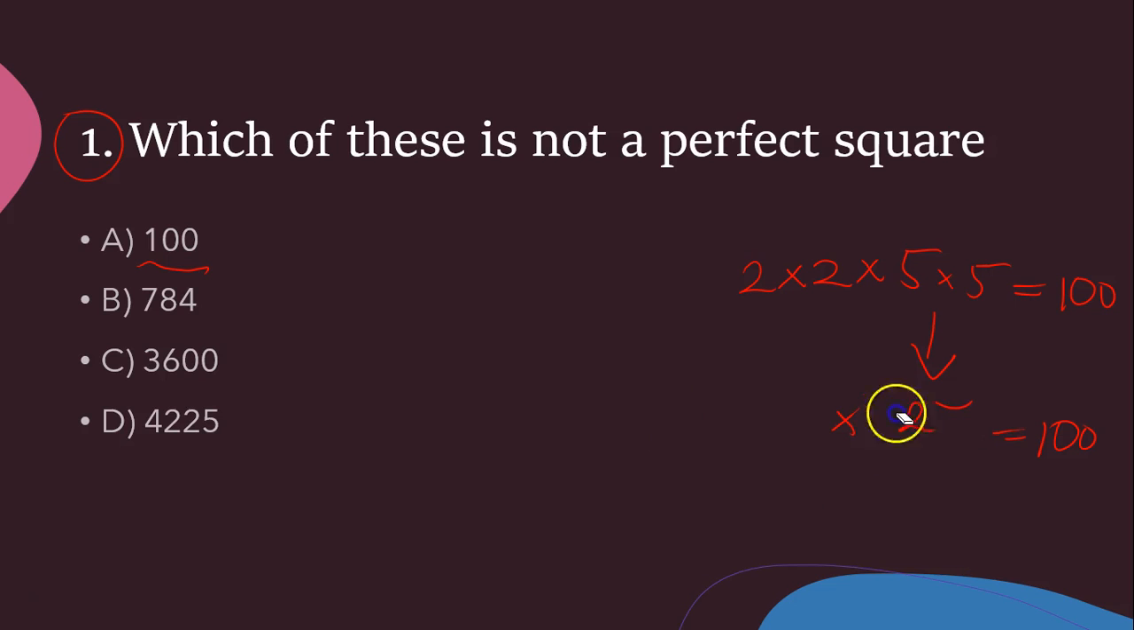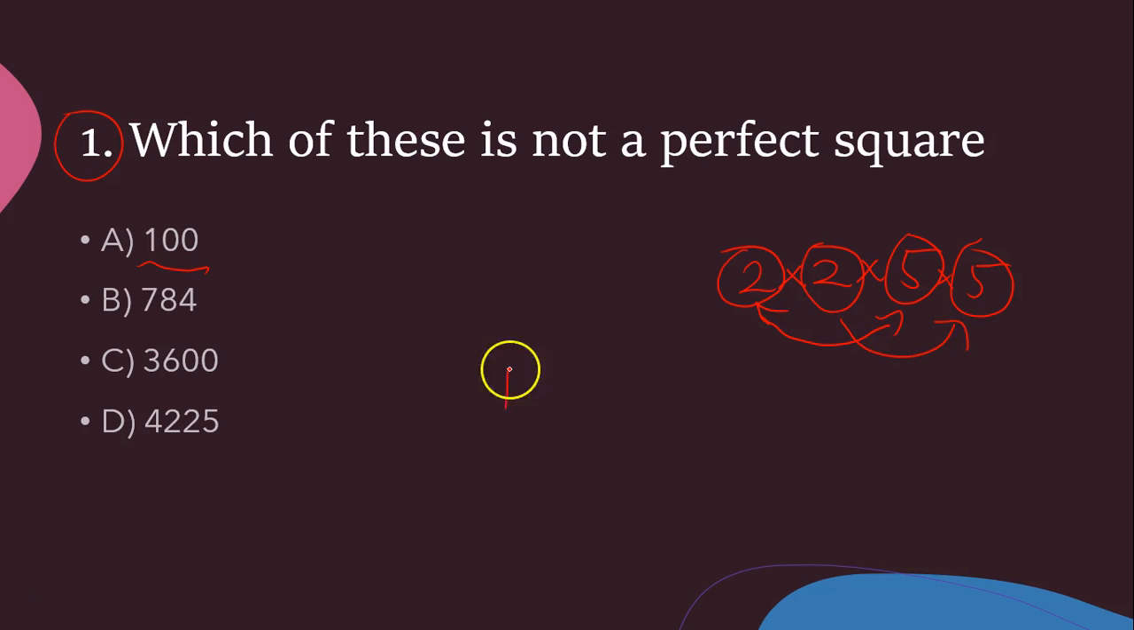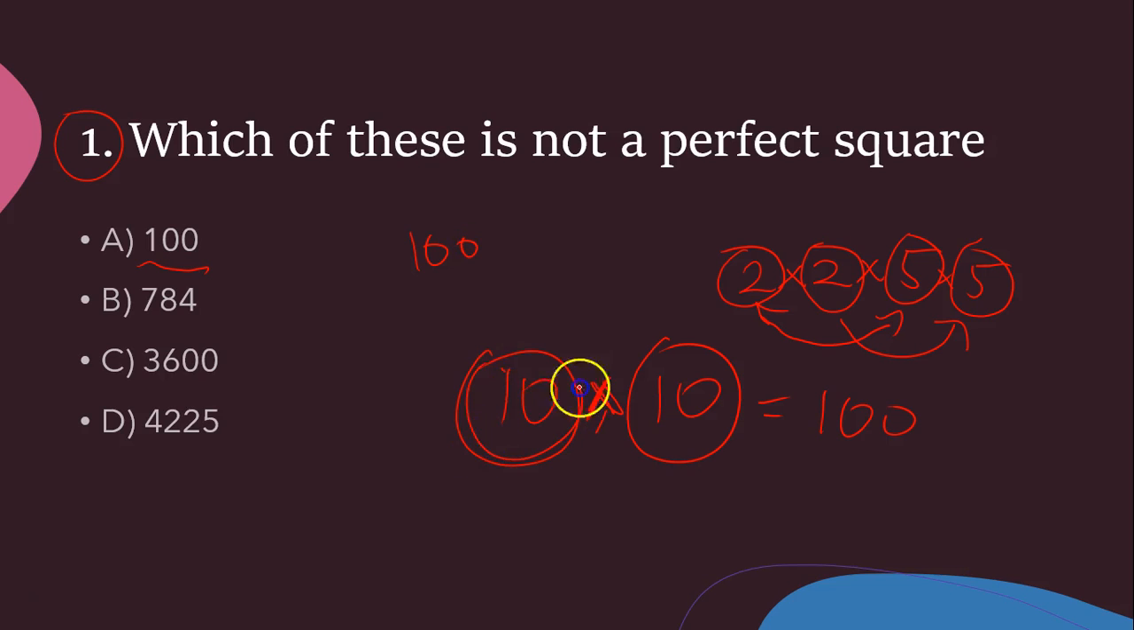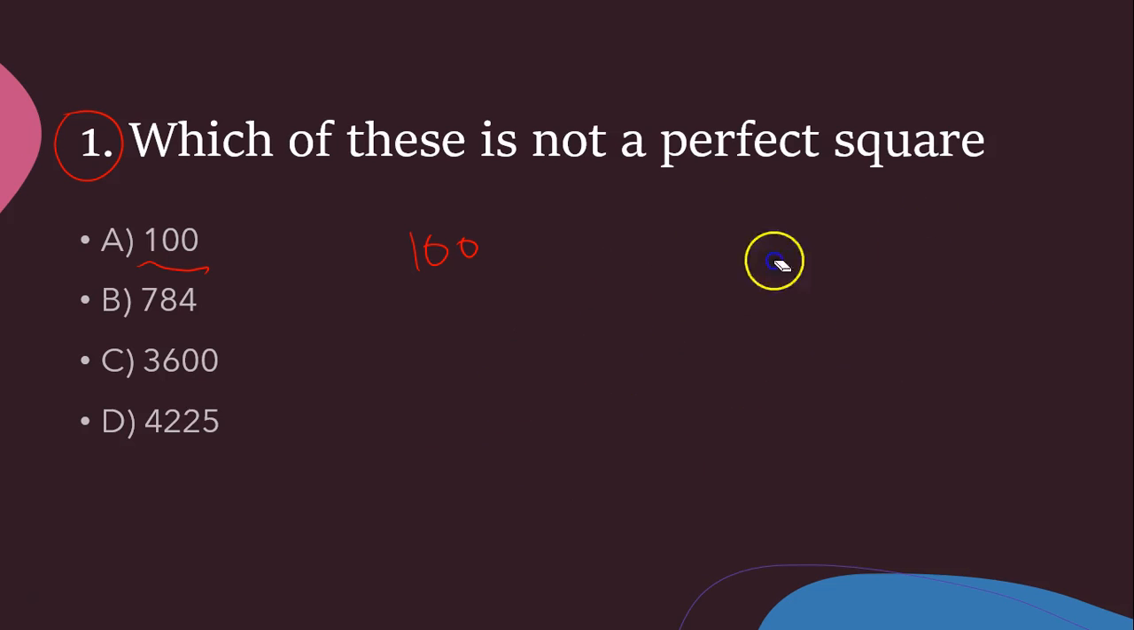But what they're asking us is, how do we know if this is a perfect square or not? Well, we've got two sets of 2 and two sets of 5. So let's group these together and these together. 2 times 5 is 10, and 2 times 5 again is 10. And 10 times 10 is 100. So that's why it is a perfect square. 100 is a perfect square because 10 times 10, the same number multiplied, equals 100. So A is not the answer.